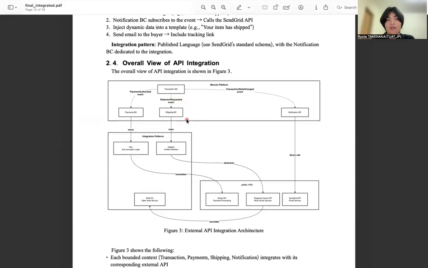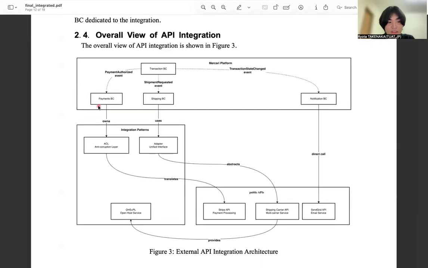As we can see, the bounded contexts we defined earlier are responsible for these integrations. So, first is a payment BC. It owns the integration with Stripe API. It uses a pattern called an anti-corruption layer, which I will explain later. And next is shipping BC. It uses adapter patterns to manage multiple different carrier APIs.